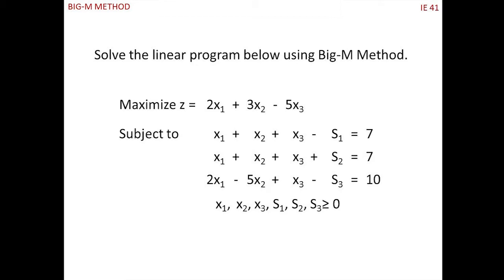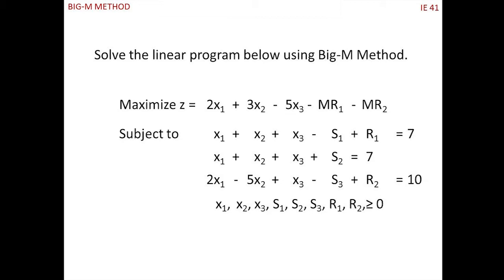Big M. Maximize z = 2x₁ + 3x₂ − 5x₃ − Mr₁ − Mr₂. Subject to x₁ + x₂ + x₃ − s₁ + r₁ = 7, x₁ + x₂ + x₃ + s₂ = 7, 2x₁ − 5x₂ + x₃ − s₃ + r₂ = 10, while x₁, x₂, x₃, s₁, s₂, and s₃, as well as r₁ and r₂ are all greater than or equal to 0.